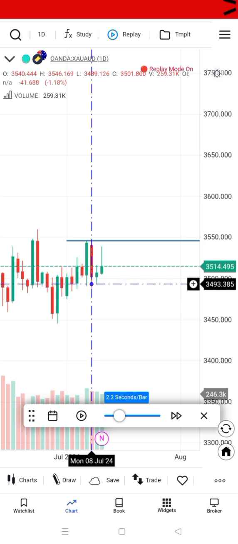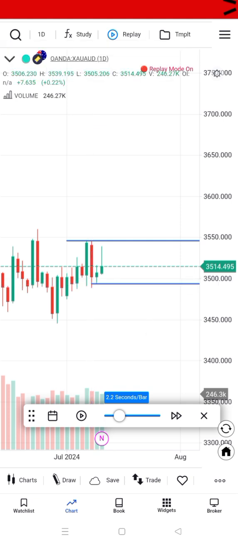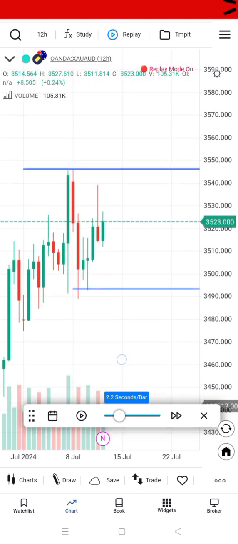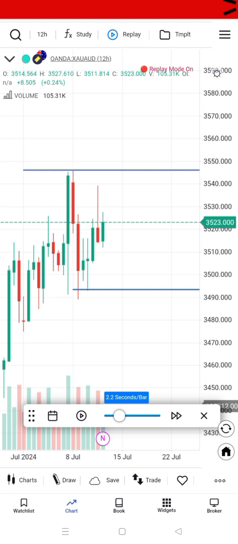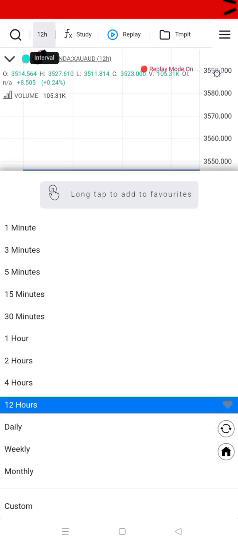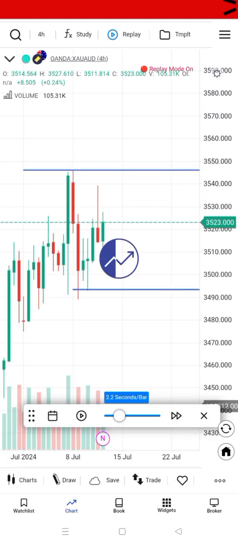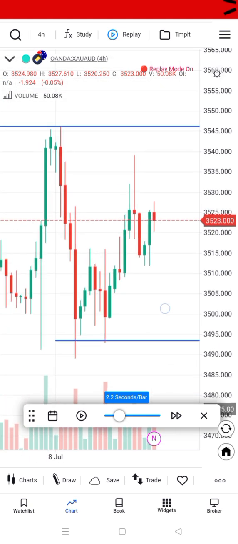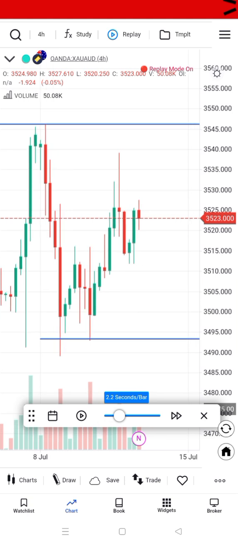So I'll first come to my daily time frame and mark the highest point of the market. As you can see, I've marked the highest point and my lowest point on the daily time frame. I'll shift now to the lower time frame to see how the market has been moving, and you can see it has been moving in an uptrend. An uptrend is when the candlesticks, if you are using green or blue candlesticks, are creating higher highs and higher lows.